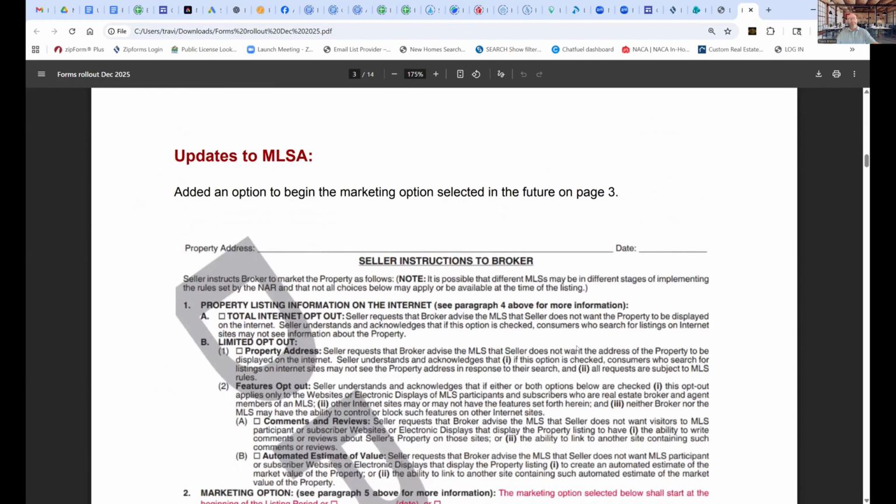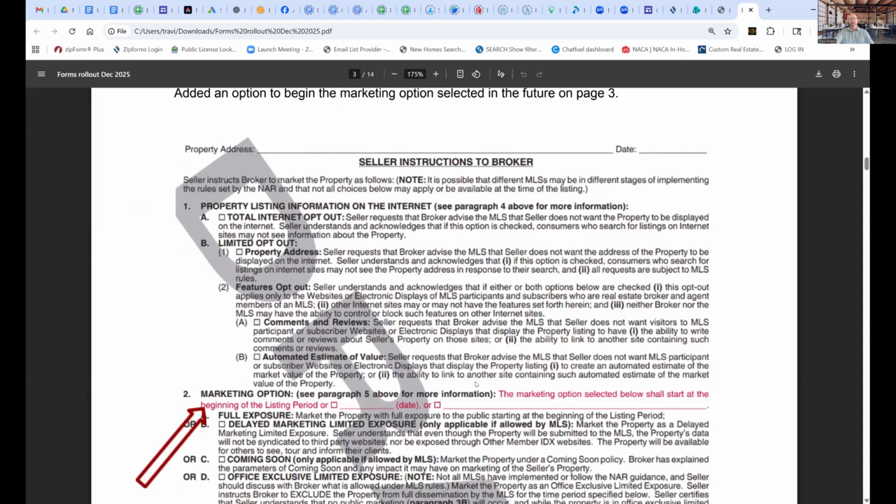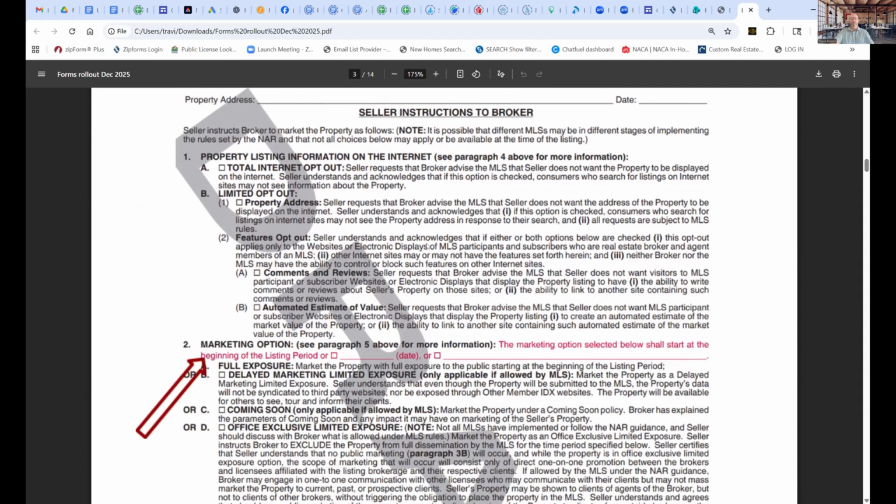For those of you taking listings, the MLSA is part of the listing bundle. They made a couple updates, maybe just one on this one. So they added an option to begin the marketing option selected in the future on page 3. So we're looking at page 3 of the MLSA, and you'll see number 2 right here, marketing option. The marketing option selected below shall start at the beginning of the listing period or at a future date.